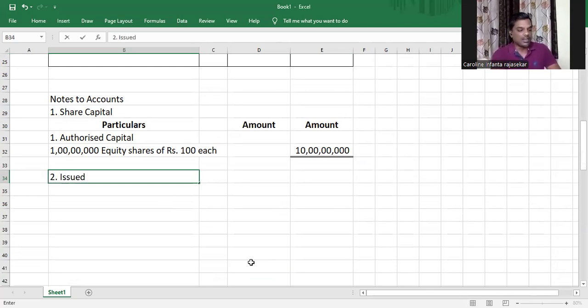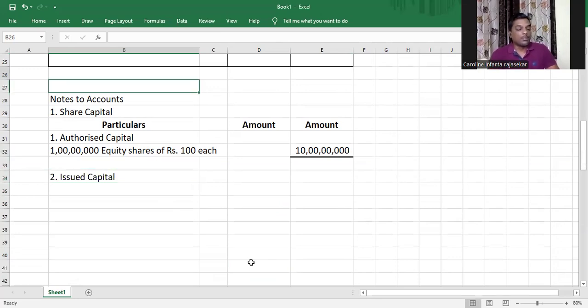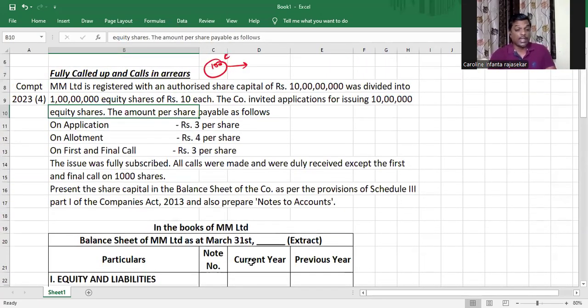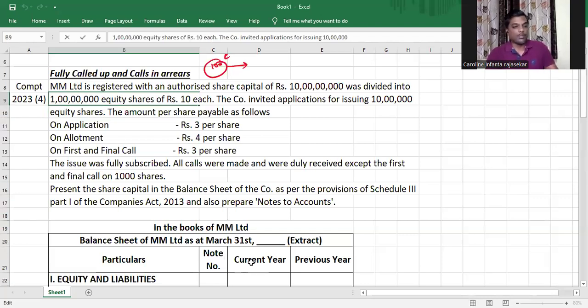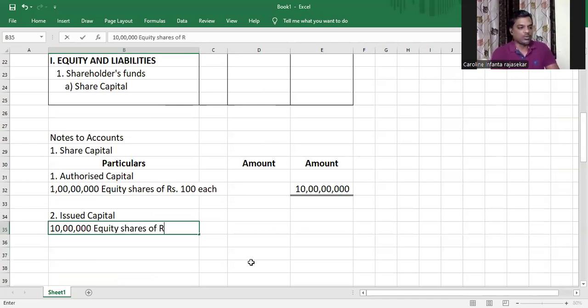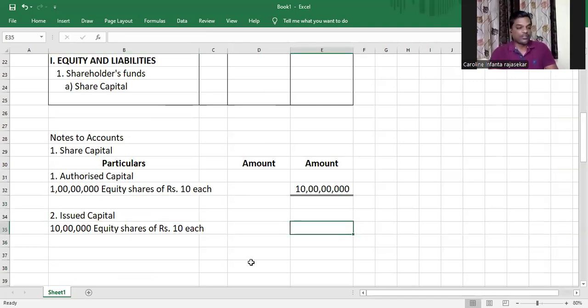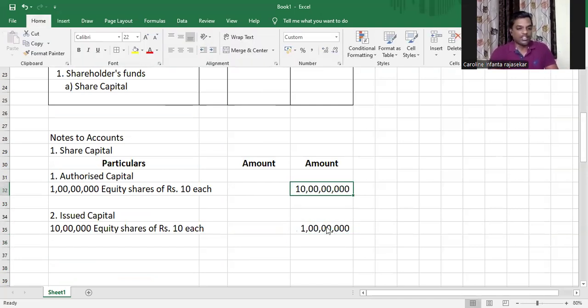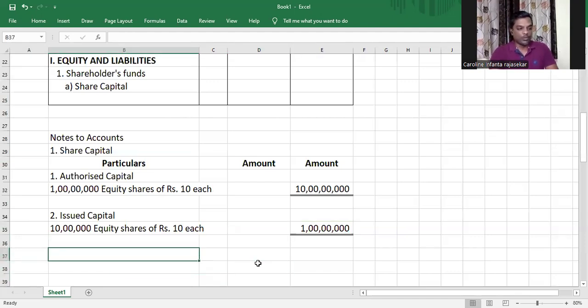The next thing is I'll write the issued capital. The company issued how many shares, my dear children? The company issued 10 lakh equity shares. Am I right? The company invited applications for issuing 10 lakh equity shares. So I'll write 10 lakh equity shares of rupees 10 each actually. They are 10 each. I made an error here. 10 lakh equity shares of 10 each, and that will be 1 crore, my dear children. Understood or not? Again, I'll double underline this because I will not be adding this to anything else in the schedule as we move further.